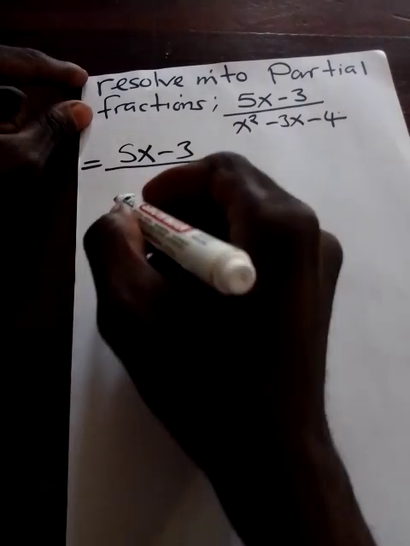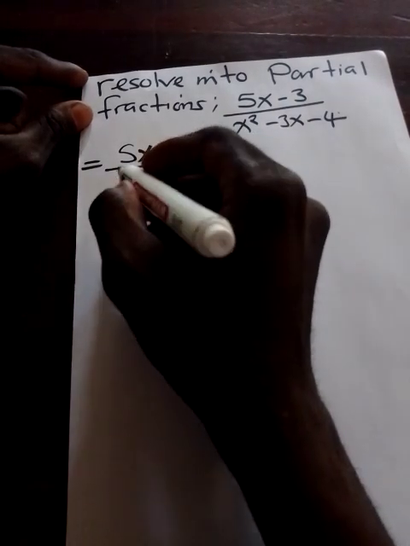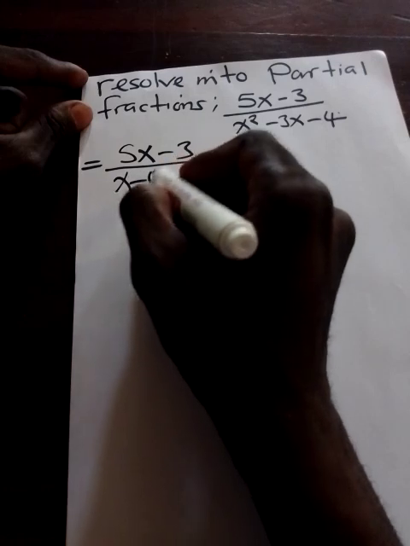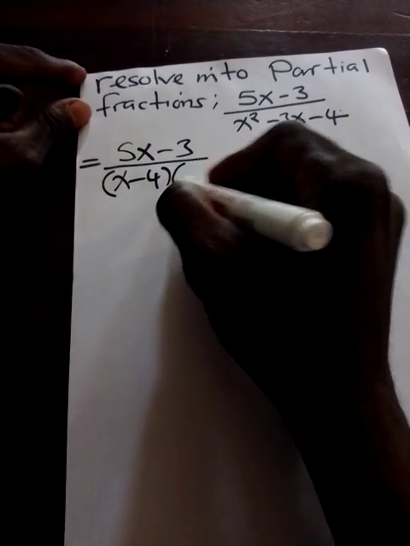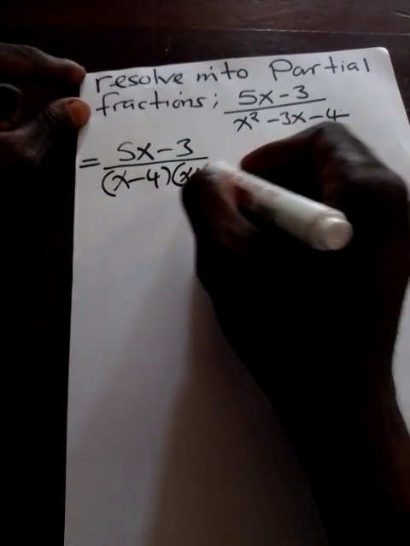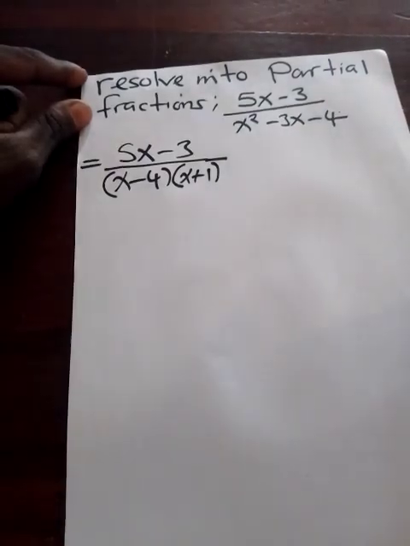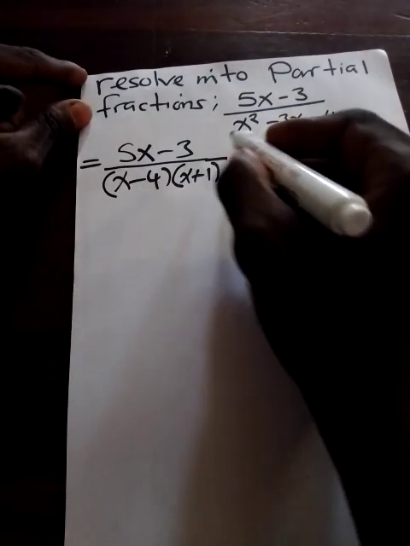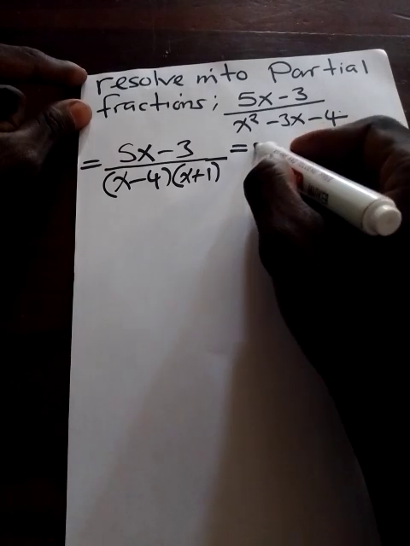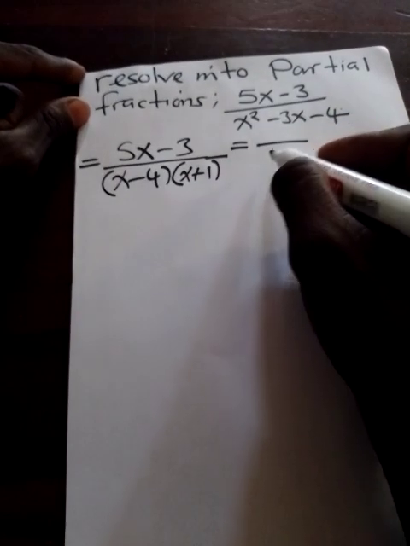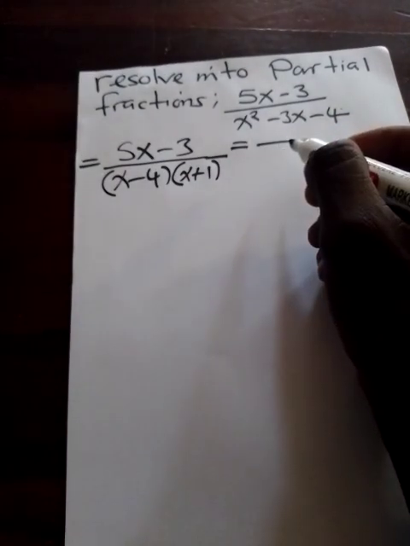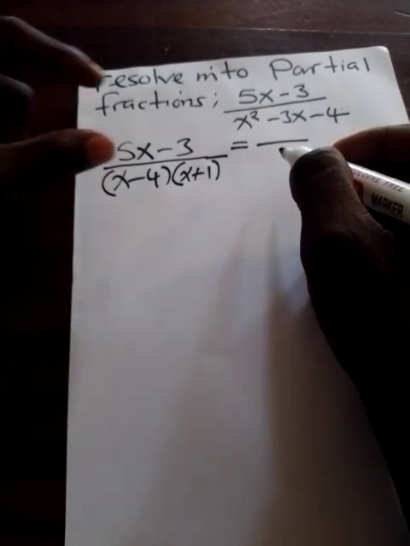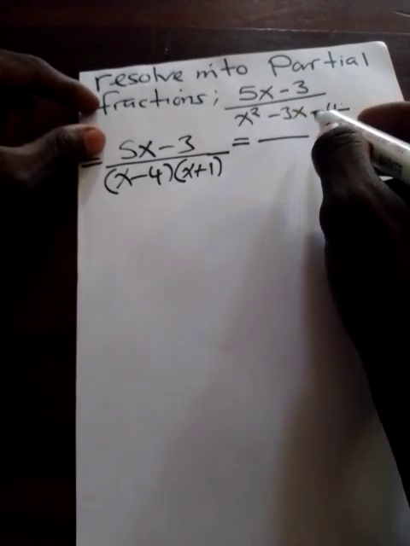So we'll have our denominator changing. This will give us (x minus 4) and then (x plus 1). So we've simply changed this into that. Now this will be equal to, we now separate the two, because we are talking of partial fractions, meaning parts of fractions. So we need to express it as the parts of this whole thing here.